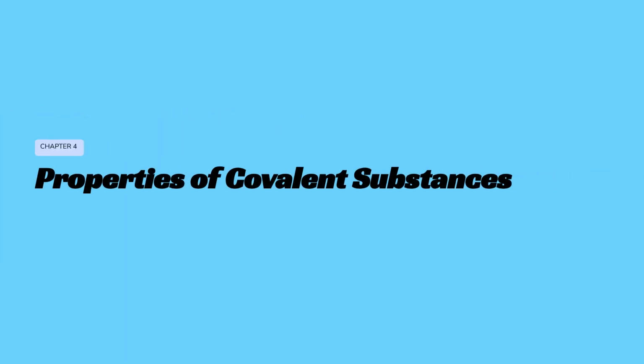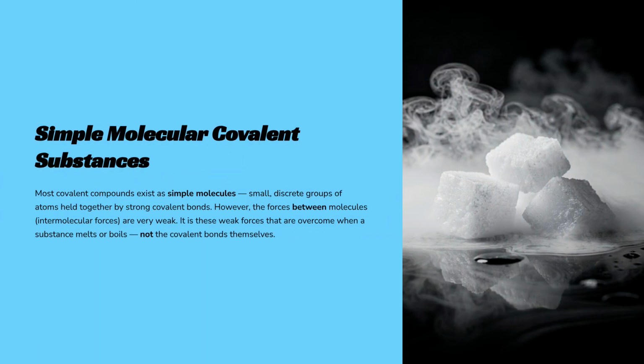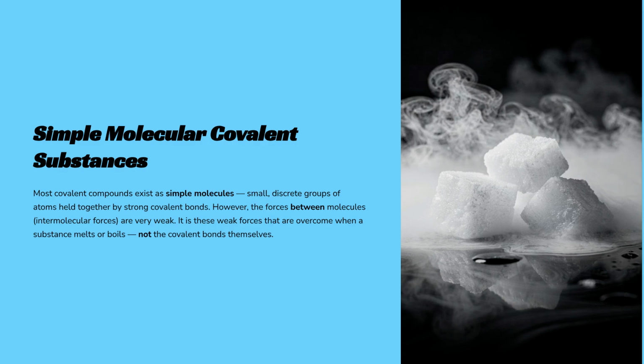Chapter 4 explores the properties of covalent substances and why simple molecular substances behave very differently from ionic compounds. Most covalent compounds are simple molecules. They are small, discrete groups of atoms held by strong covalent bonds. The forces between these molecules are very weak. These weak intermolecular forces are what break during melting or boiling, not the strong covalent bonds.